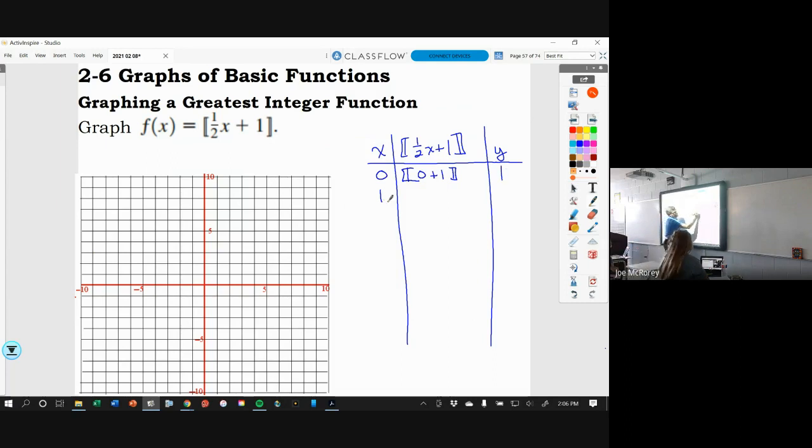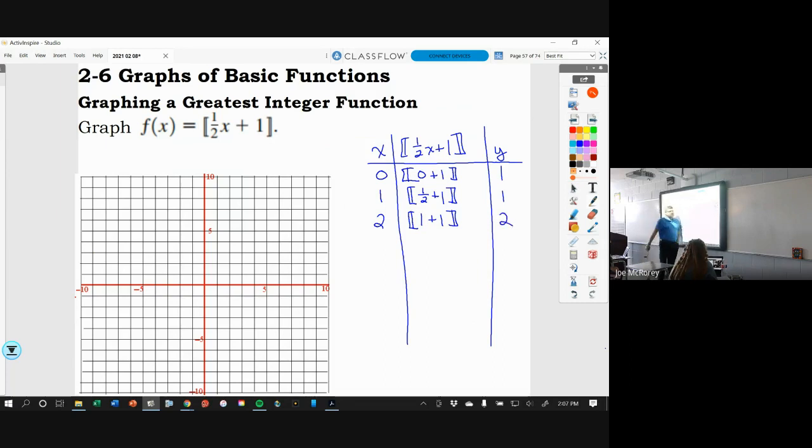If I plug in a 1, I would have the greatest integer of half of 1, which is a half, plus 1, and 1 plus a half is 1.5. The greatest integer of 1.5 is still 1. And if I plug in a 2, I have the greatest integer of half of 2, which is 1, plus 1, which is 2. And the greatest integer of 2 is 2.